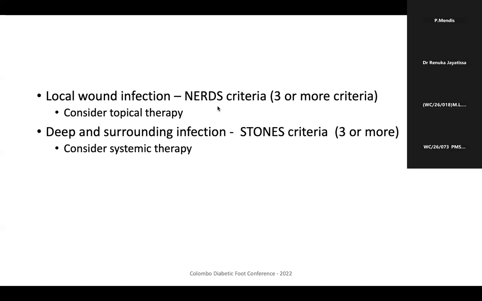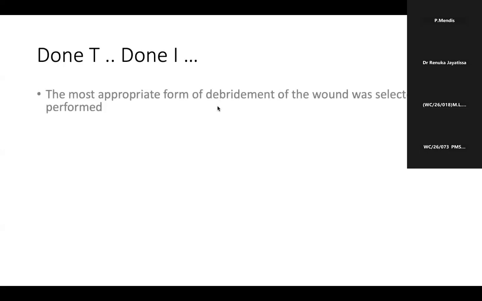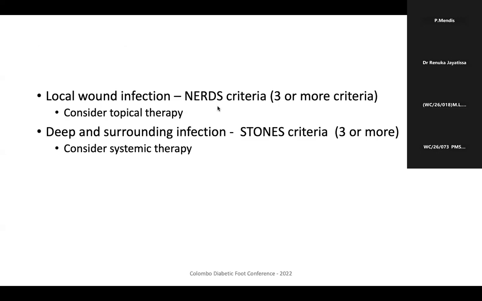There are two criteria that they talk about. One's called the NERDS criteria, one's called the STONES criteria. NERDS is for looking for local wound infection, and STONES is for looking for deep and surrounding infection. So while I don't want to go too much into technical things, if you are able to just go through this and see, then it's useful to try and figure out what they talk about. These are not very complex. These are things that you all know about.